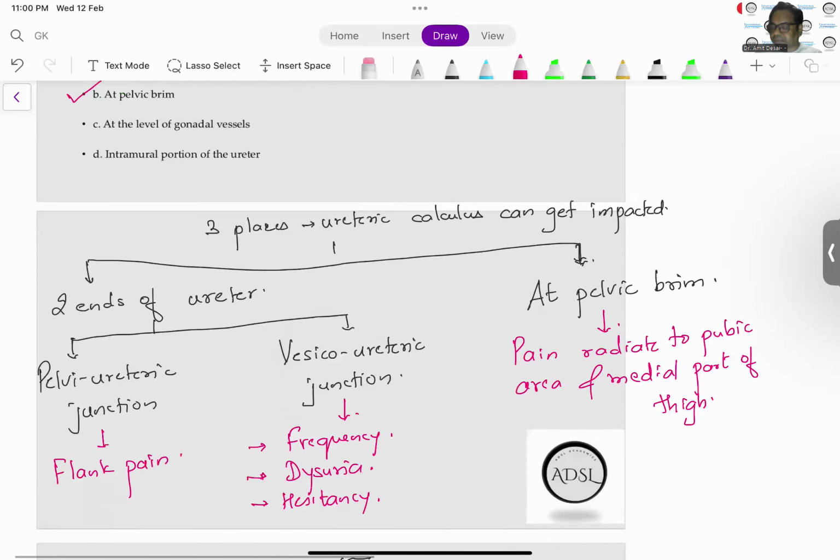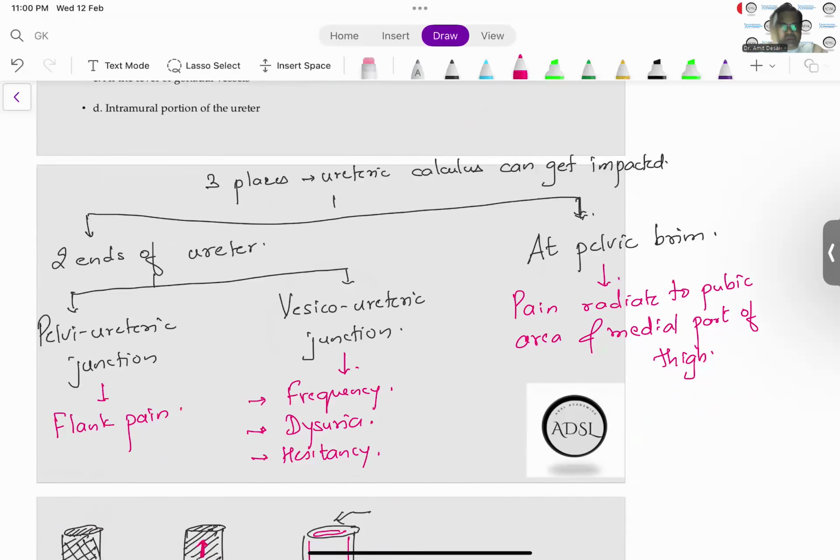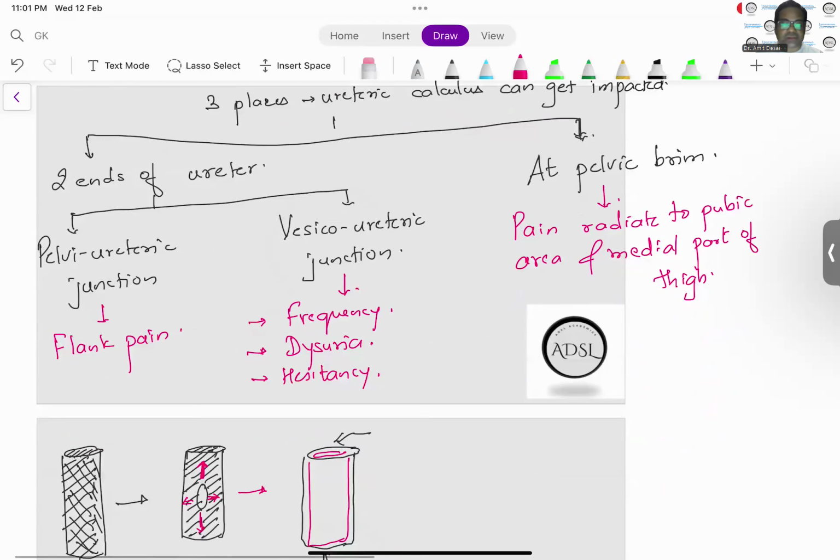Now, why is it at the pelvic brim? Because that is the place where the ureter turns slightly posteriorly. Okay, and that is why there is a small kink over there, and that is the reason why the stone can get lodged over there. All right, so these are the three important places where the stone can get lodged in a ureter.